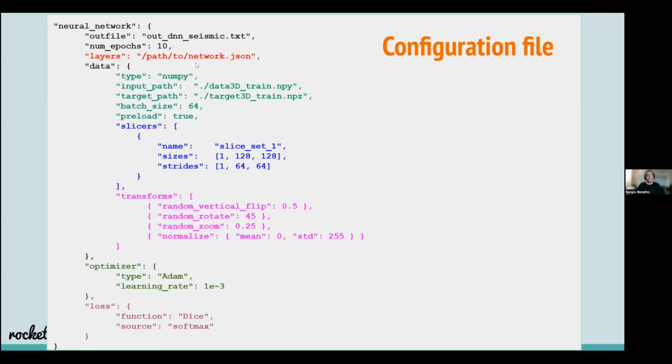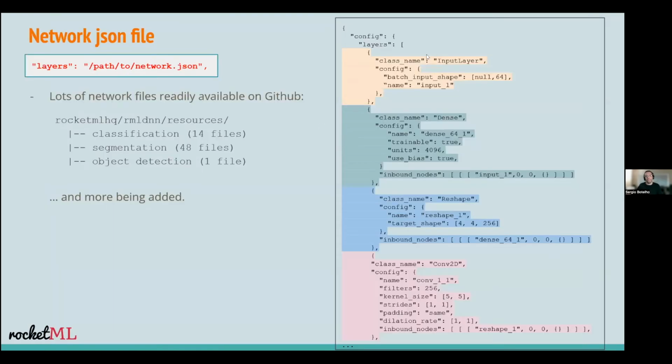So for the layers, this parameter layers specifies the network. So instead of writing code to create your neural network, you pass a JSON file, which will have the description of the network. So for those who have used Keras, this is exactly what the JSON file that Keras writes out. If you build a model in Keras and write it out, you can export the JSON like this. So it's a simple layer by layer description of the network.